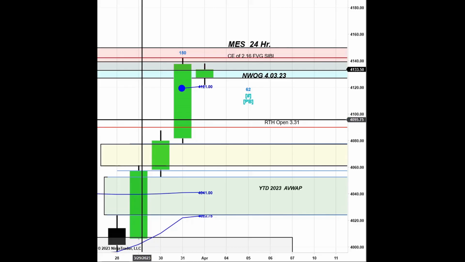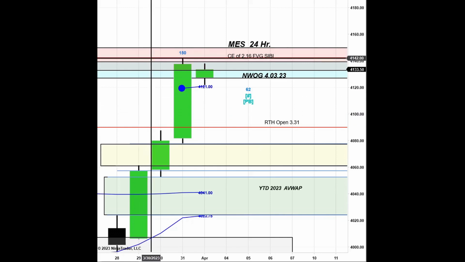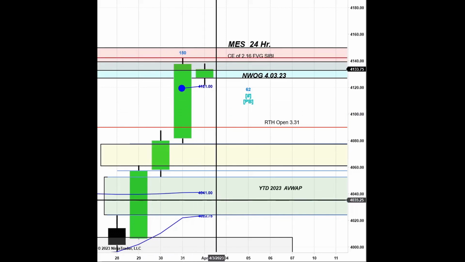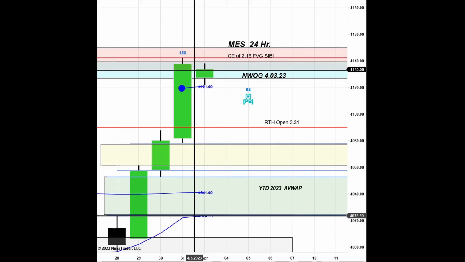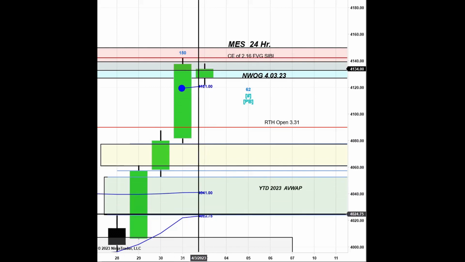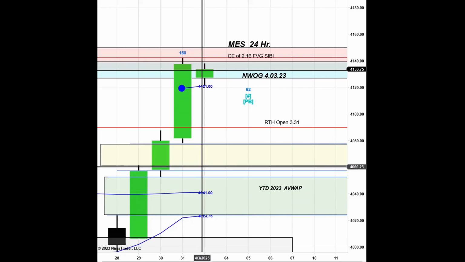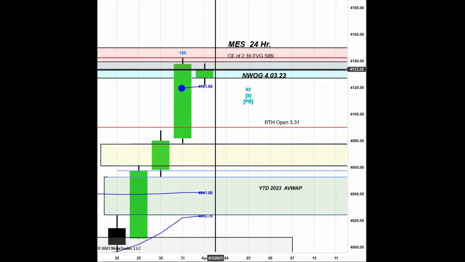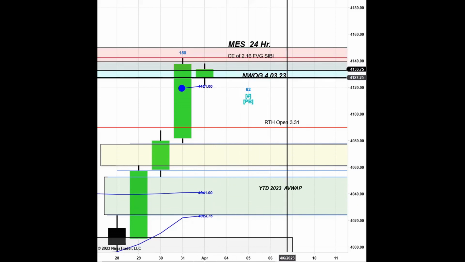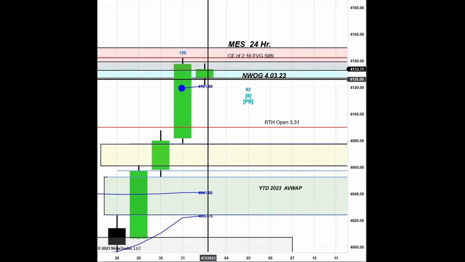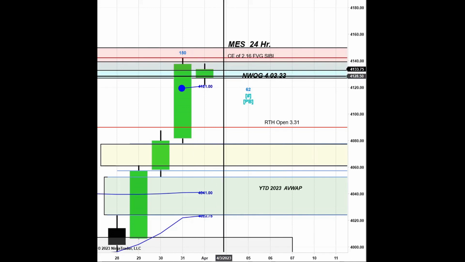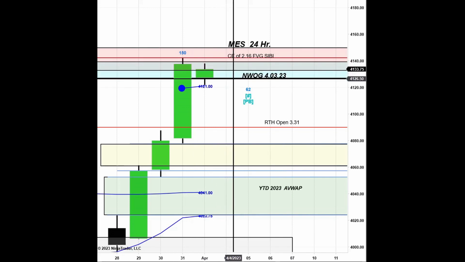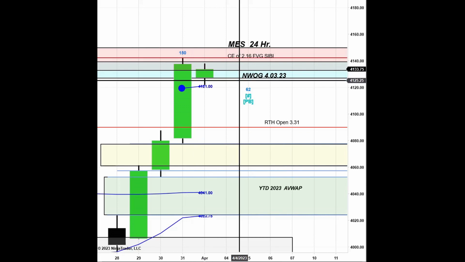24-hour chart for the MES S&P 500 micros. So we've got 4 fair value gaps that I'm aware of here on the 24-hour that I want to point out that are on my roadmap. Number 1 here in green, yellow, number 2, and this red up here. This is the February 16th fair value gap, and this cyan colored that goes into the red February 16th fair value gap. This is the new week open gap for April 3rd.